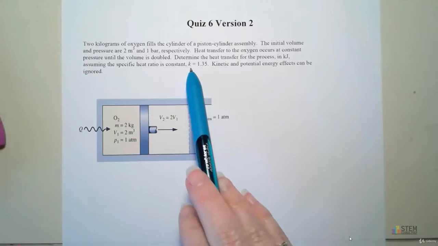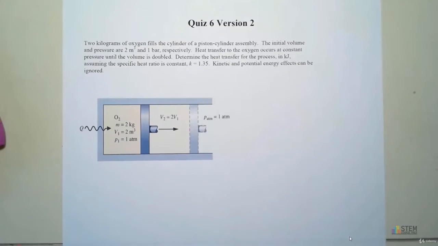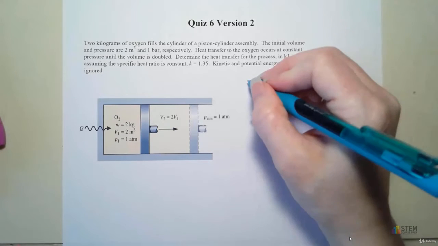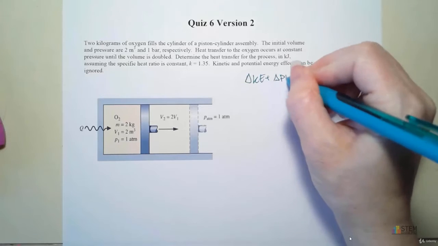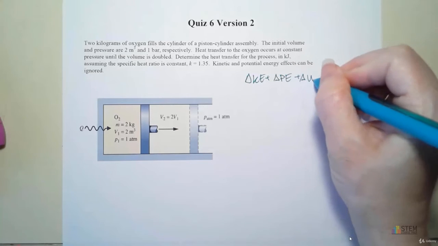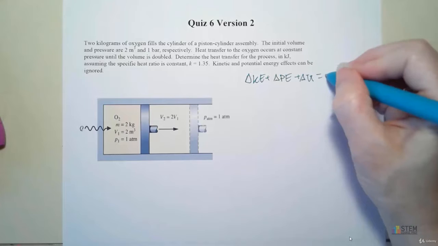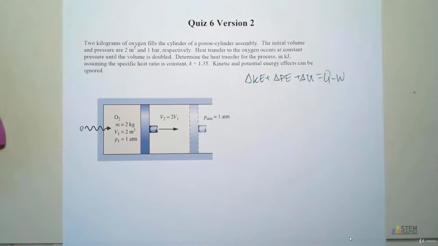heat ratio is constant. So remember, that's the K, it's going to be 1.35. And we will ignore kinetic and potential energy effects. Now on this one, we're wanting to find the heat transfer for the process, so that means we want to find Q. Remember, anytime we want to find Q, we're going to go back to that energy balance equation. So if we write that out, we'll have delta KE plus delta PE plus delta U, that's capital U, that's going to equal Q minus W.